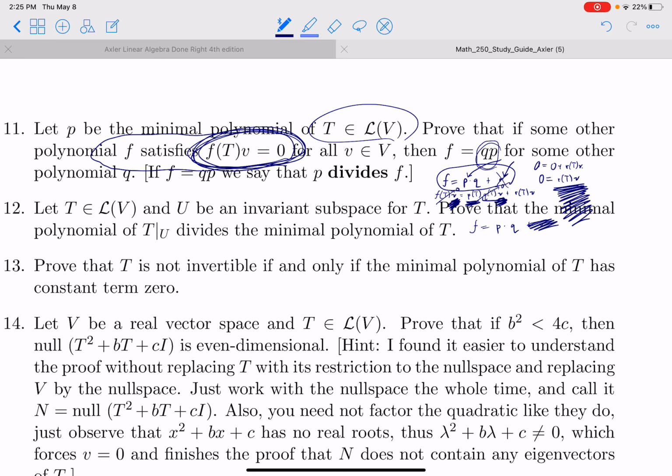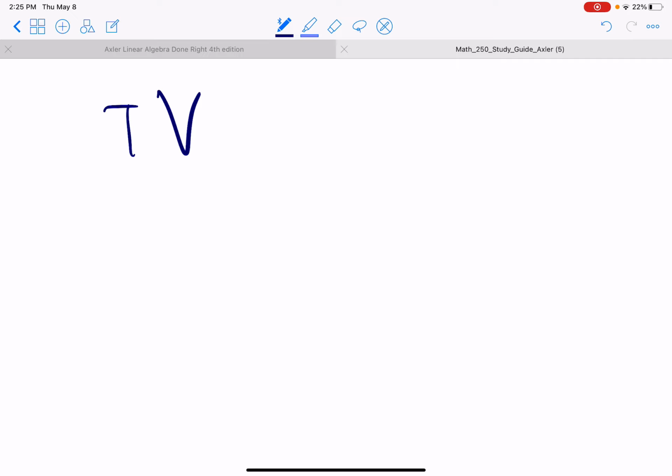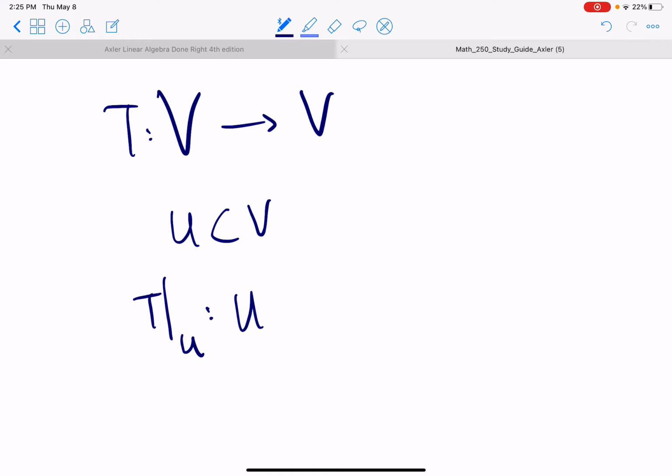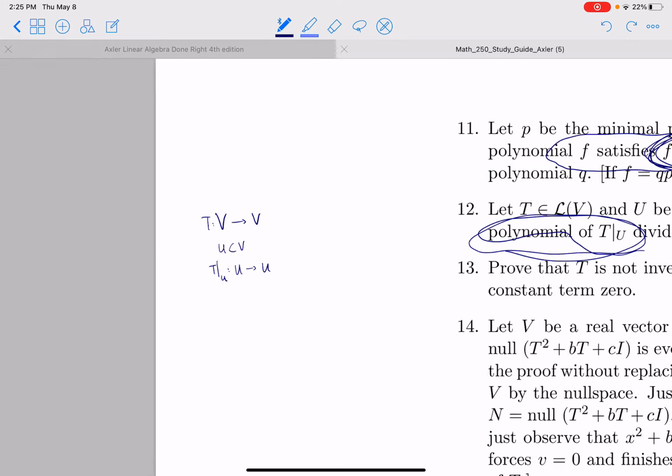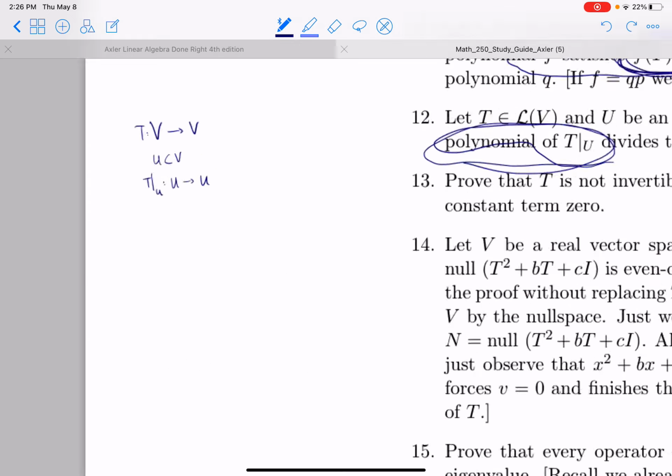So then an easy corollary is that the minimal polynomial of T restricted to U divides the minimal polynomial of T. So what does that mean? We've got some big space V and we've got some operator on it. Then we take some possibly smaller subspace, and we restrict T to that subspace, where now U is an invariant subspace, I believe it should say. Yeah, U is an invariant subspace. Otherwise, we don't get another operator.